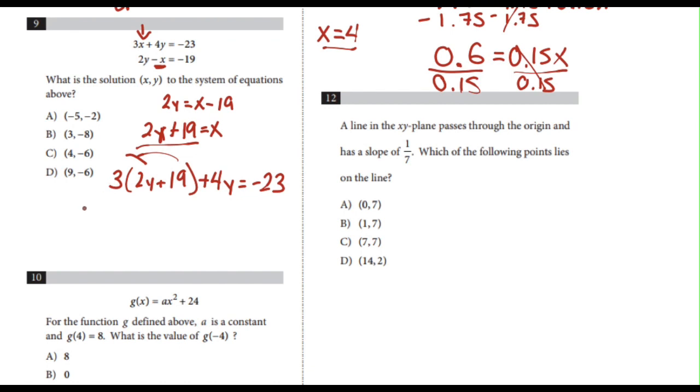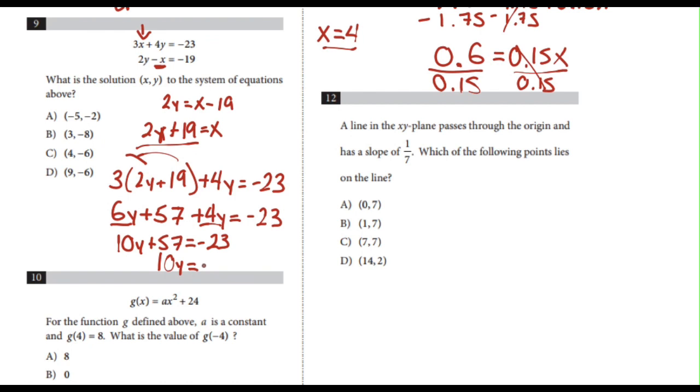We can distribute the 3. 3 times 2y is 6y plus 3 times 19 is 57 plus 4y equals negative 23. We can combine the 6y and 4y. This will give us 10y plus 57 equals negative 23. If we subtract 57 on both sides, we'll get that 10y equals negative 80. And finally, the last step would be to divide by 10 on each side, and we'll get that y equals negative 8.